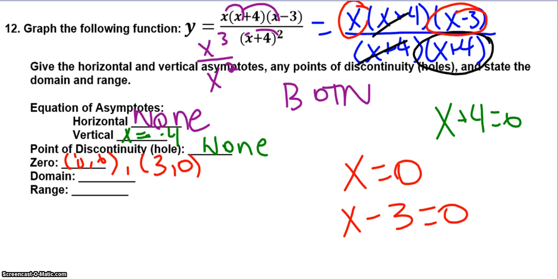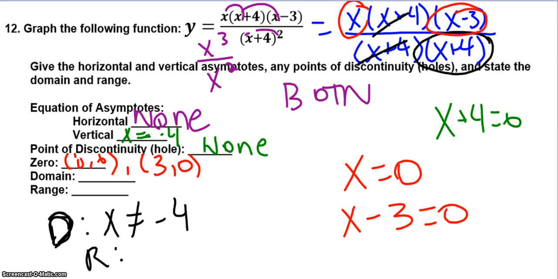Okay, I'm going to write my domain down low because I don't have a lot of space. So domain. Remember, for domain, we look at our vertical asymptote and the x value of our hole. Well, we don't have a hole, so we don't have to worry about that. For my vertical asymptote, I have x equals negative 4. So for my domain, x cannot equal negative 4. For my range, I do not have a horizontal asymptote and I do not have a hole. So that means I can go from negative infinity to positive infinity, since there are no restrictions.